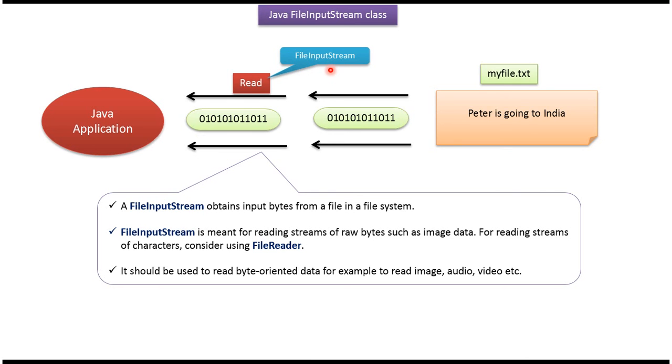FileInputStream obtains input bytes from a file. FileInputStream is meant for reading a stream of raw bytes, such as image data. For reading a stream of characters, we have to consider FileReader. FileInputStream should be used to read byte-oriented data, for example reading image, audio, or video, etc.